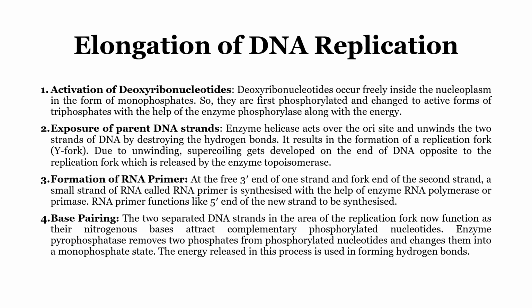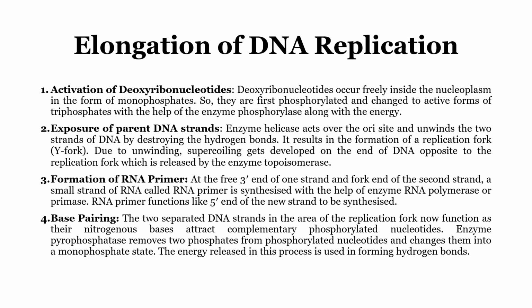We have elongation of DNA replication. This is the second step in DNA replication. Elongation starts with activation of deoxyribonucleotides. Deoxyribonucleotides occur freely inside the nucleoplasm in the form of monophosphates. So they are first phosphorylated and changed to the active triphosphate form with the help of the enzyme phosphorylase, along with energy.